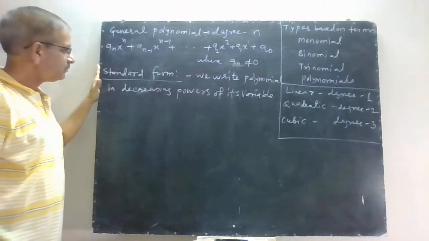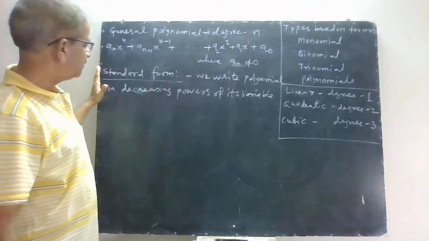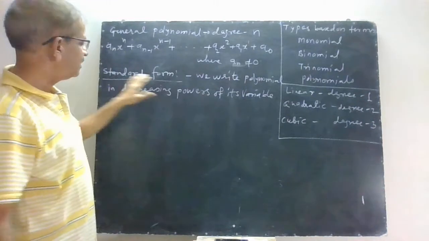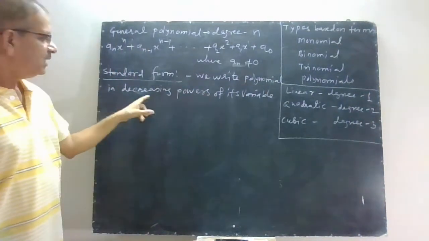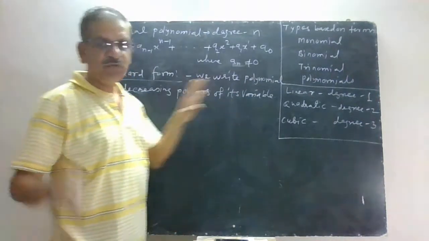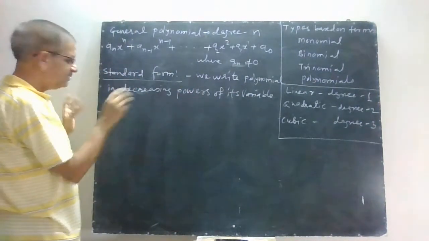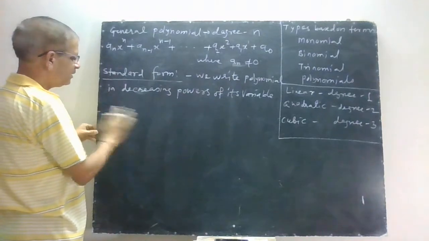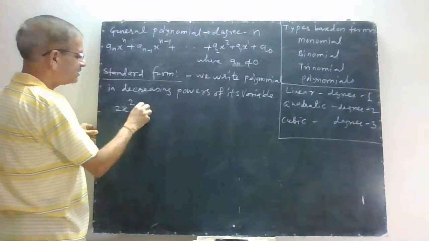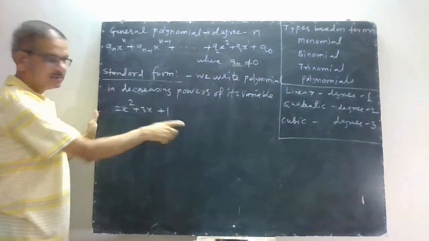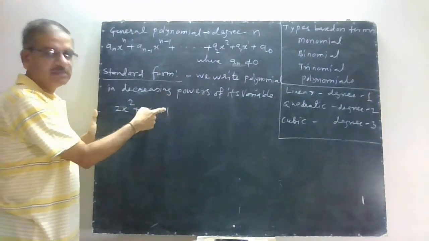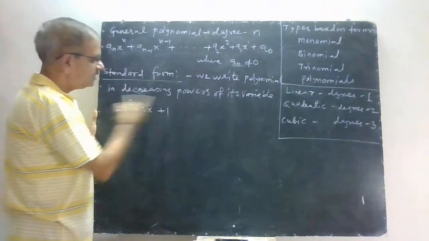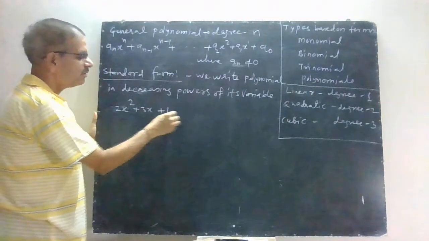Now we'll see the forms of the polynomials. The first one is called standard form, where we write the polynomial in decreasing powers of its variable. That is called standard form. Means 2x square plus 3x plus 1, like this. Here the maximum power is 2, then the power is 1, which is less than that, and then the power is 0. So this is called standard form of the polynomial.